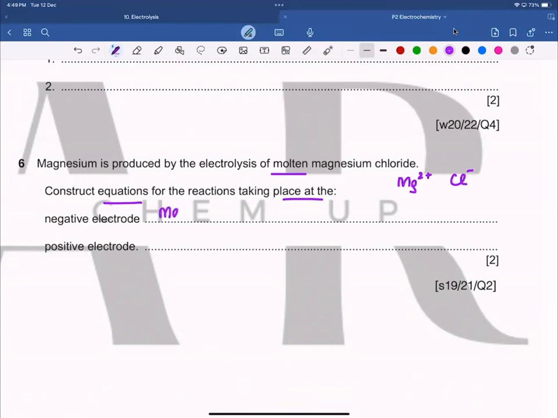So Mg2+ is positive. How many negative charges does it need? Two. So I'm going to write 2 electrons and then Mg. Solid. It is molten, and I have told you that in molten electrolysis the metal formed is also molten because of a very high temperature. Now chloride goes to the positive electrode.